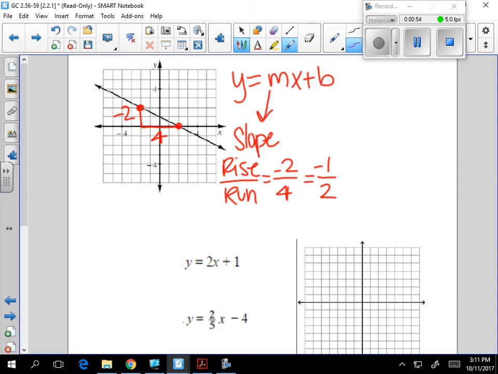Your y-intercept, which goes right here, is where your line crosses the y-axis, the up and down. So here's where your line crosses the axis, at 1. So my final equation is y equals -1/2 x plus 1.